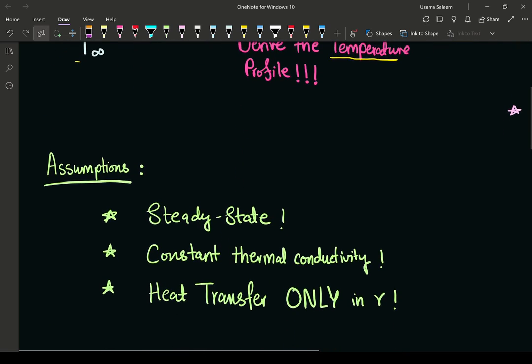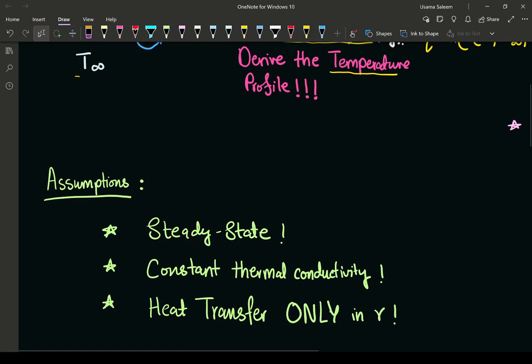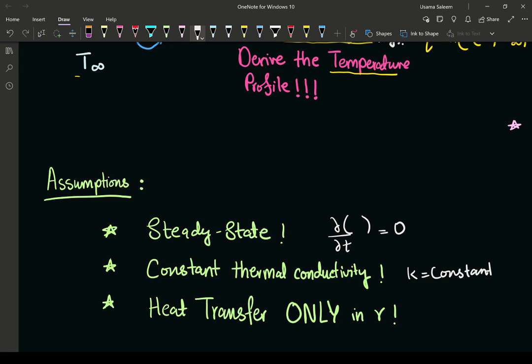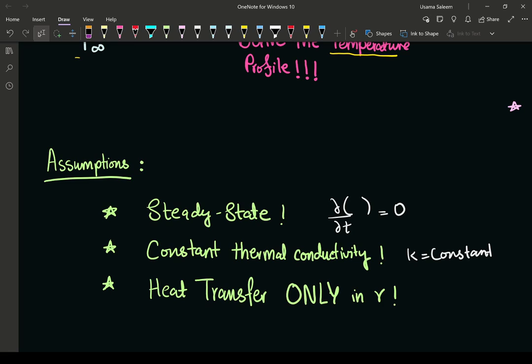So start off by assuming, like a good engineer, assume stuff. The stuff that I'm assuming is that we have steady state, and steady state means that every partial derivative with respect to time is going to be zero. No change with respect to time. Constant thermal conductivity, k is constant. That's going to help me decide which heat conduction equation I want to use. Heat transfer only in the radial direction, only in r. That means T is going to be a function of r only. T is not going to depend on theta and phi. Those are spherical coordinates.